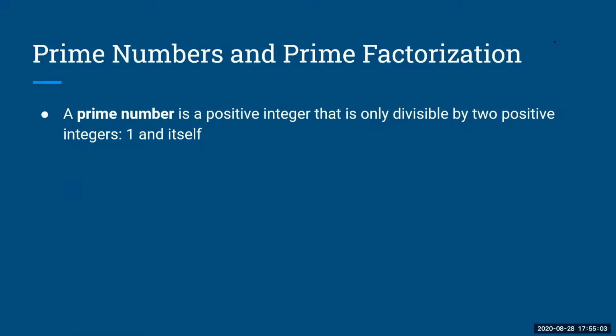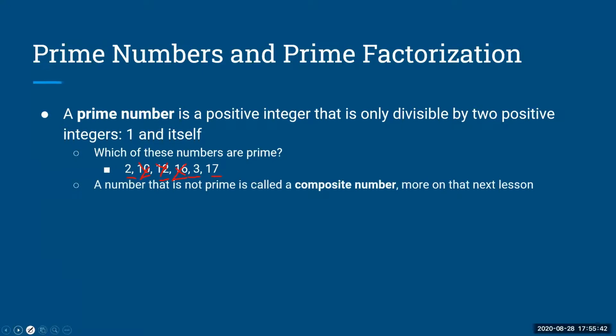All right, prime numbers, here you go. A prime number is a positive integer that is only divisible by 2 positive integers, 1 and itself. In other words, a prime number only has 2 factors, 1 and itself. No other integer factors, I should say. So which of these numbers are prime? Well, 10 is 5 times 2, so not that one. 12 is 6 times 2 and 3 times 4, not that one. 16, no, because that's 4 times 4, also 8 times 2. And 17 is prime. A number that is not prime is called composite. More in the next lesson.